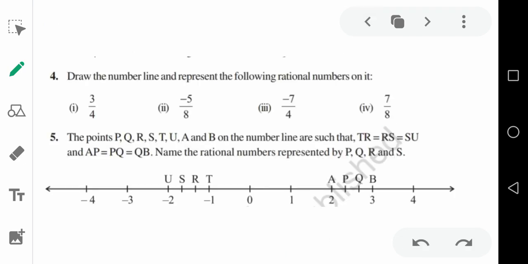Okay. Now what you are going to do is, you are going to do exercise 9.1, 4th and 5th question. Okay. Try to do by yourself.